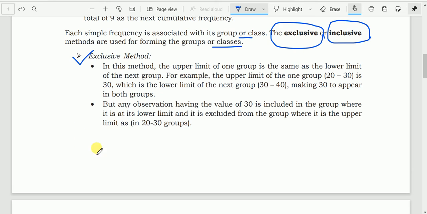In this method, the upper limit of one group is the same as the lower limit of the next group. For example, the upper limit of the class 20 to 30 is 30, which is the lower limit of the next group, 30 to 40, making 30 appear in both groups.